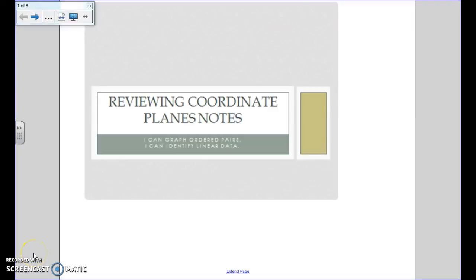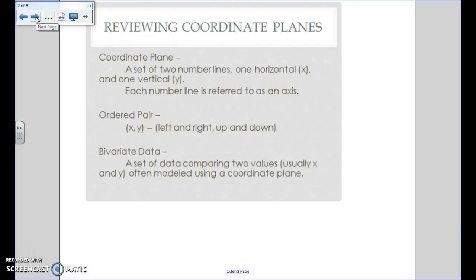Alright, this is Mr. Gillum, and today we're going to work on graphing some ordered pairs again, and we're going to take a look at what we call some linear graphs. Today we've been preparing for a while now because we're going to talk a little bit about bivariate data, which means that we're going to have two variables this time. Alright, but before we get too carried away though, I want to do a little reviewing.